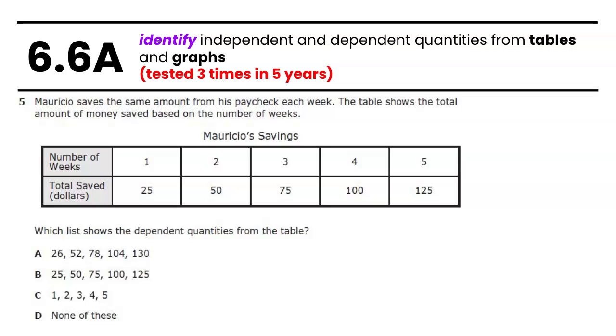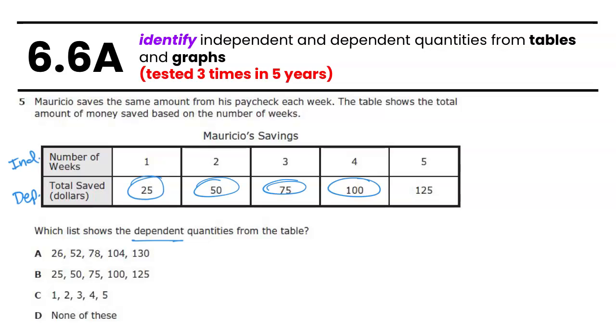So again, another example here, you can reason through it exactly the same way. Does the number of weeks depend on the total amount that I save? Well, no, it doesn't. Number of weeks is what I control in this context, and so that's going to make it the independent variable. Do the number of dollars that I save depend on the number of weeks that I save money? Yes, it absolutely does, and so therefore, total saved in dollars is going to be the dependent quantity in this scenario.